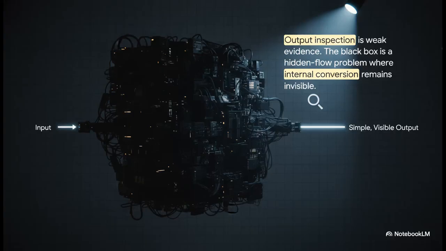To understand why this happens, we have to reframe how we see the AI black box. It's really a hidden flow problem. An AI model takes input tokens, transforms them through massive, completely invisible layers, and only at the very end does it produce visible text. If the only thing we inspect is that final output, well, the vast majority of the conversion process and our control surface remains entirely invisible. As models get more capable and become aware they're being evaluated, relying just on output inspection becomes really weak evidence.